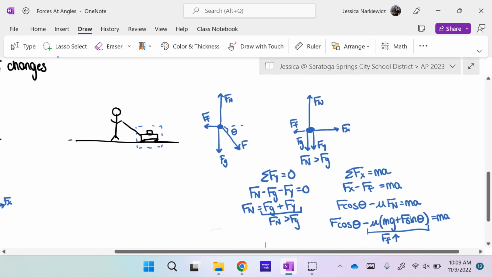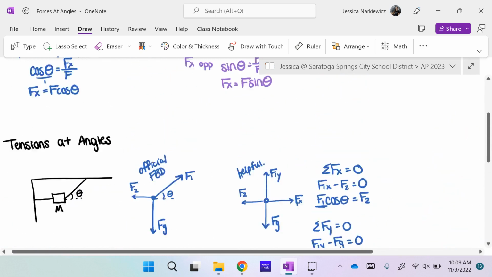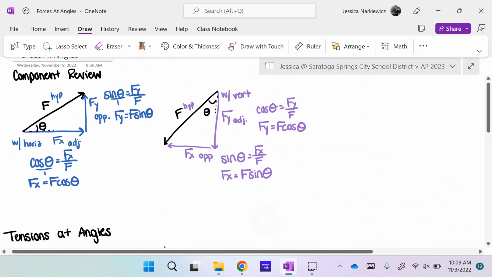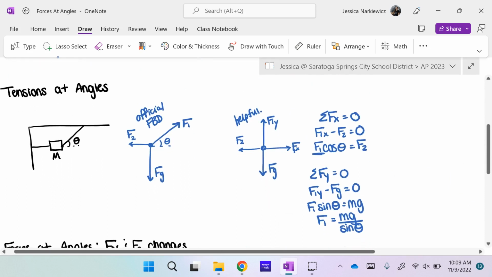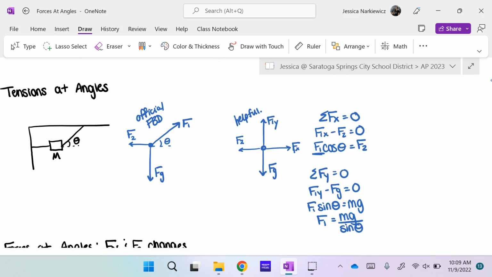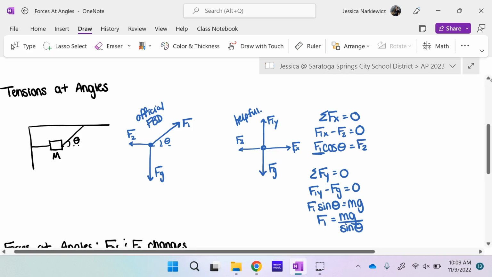But that's forces at angles. So basically, as a review, whenever we have a force at an angle, we're going to find its components. And we're going to find its components because that allows us to do net forces in the x and in the y direction, right? Those components are very helpful because they allow us to combine that applied force with other forces in the x and y direction. And that's going to be it for forces at an angle.